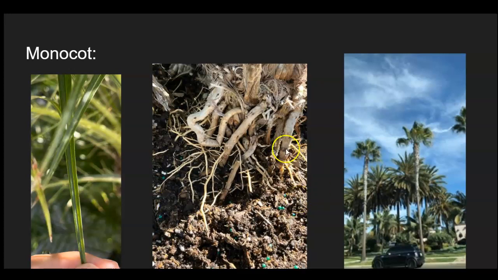Another indicator is the fibrous roots that it has. You can see that there are many roots coming from the base of the stem. So from all right here, you can see the different roots coming out from there. And then here's just a picture showing the palm tree and how big it is because of the support that it has.